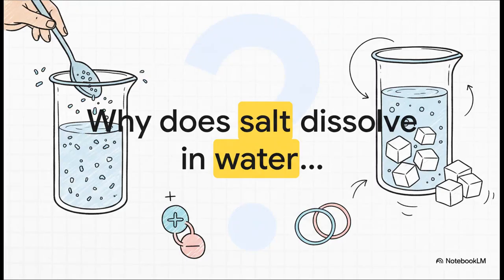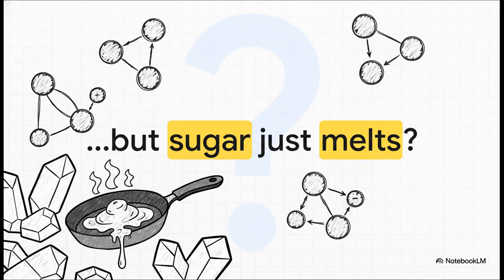So think about this for a second. You've probably done it a million times. You take a spoonful of salt, stir it into a glass of water, and poof, it just disappears, right? It totally dissolves. But what happens when you try the same thing with sugar? Well, it's a completely different story if you heat sugar up in a pan. It doesn't dissolve, it melts into this gooey, caramely liquid. Now, they're both little white crystals, so why do they behave so differently?